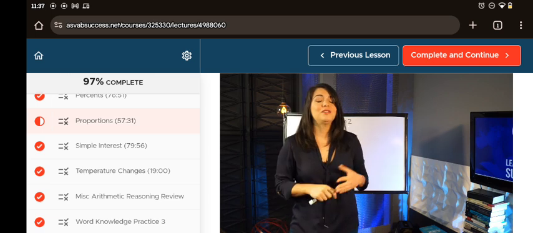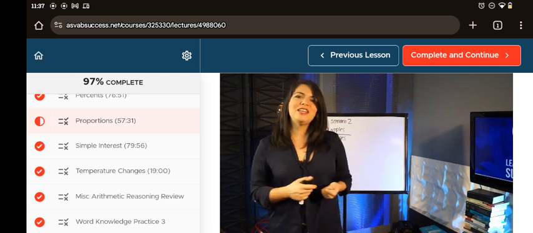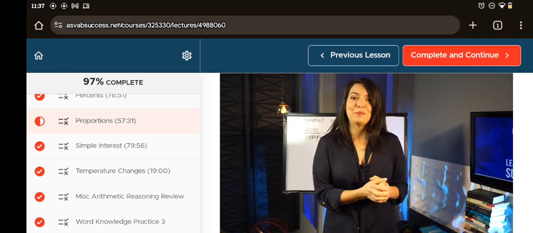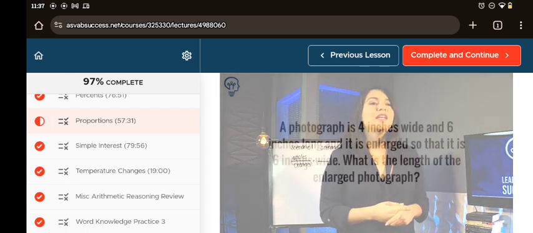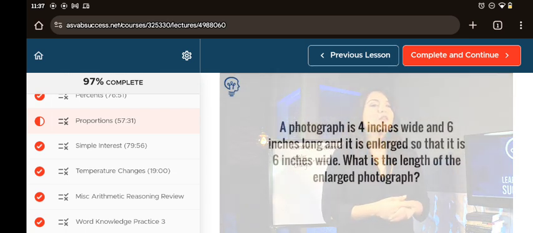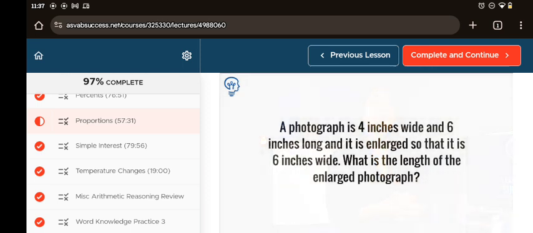All right, so let's go ahead and take a look at some questions to make sure you understand how to put this into practice. I promise once you start using it, it's going to make a lot more sense. All right, let's go. So let's look at some examples. A photograph is 4 inches wide and 6 inches long, and it is enlarged so that it is 6 inches wide. What is the length of the enlarged photograph? Go ahead and try it on your own, and then I'll come back and work it out with you.